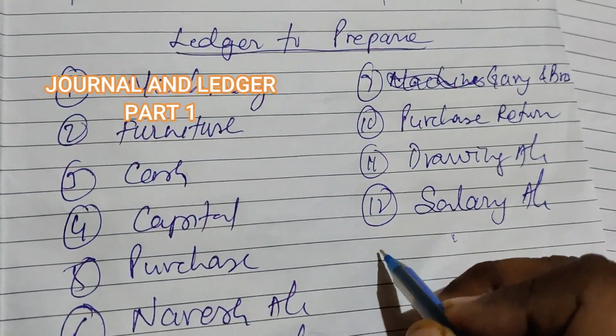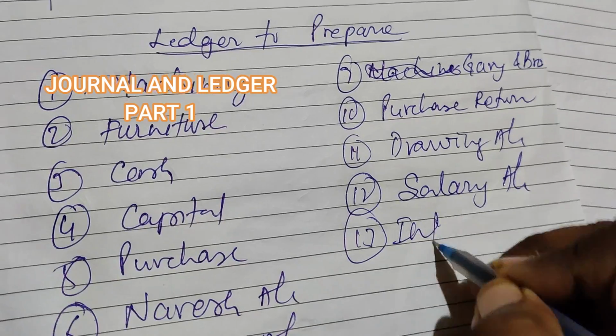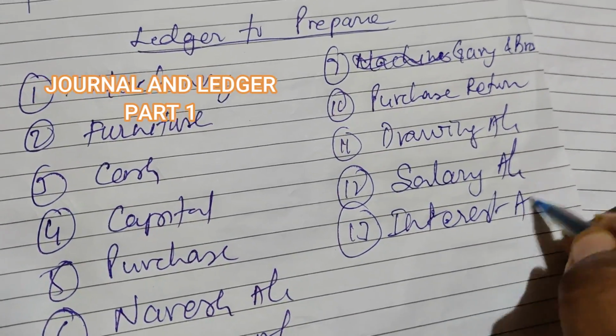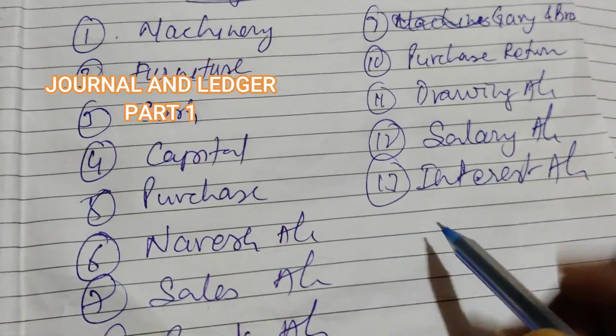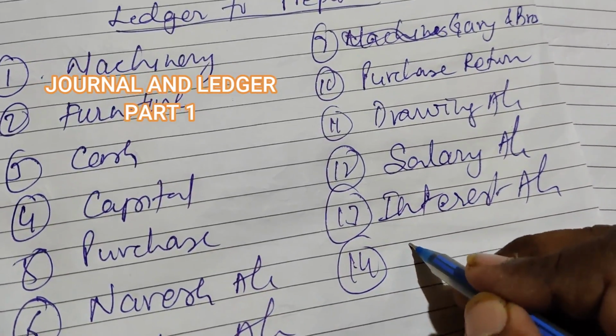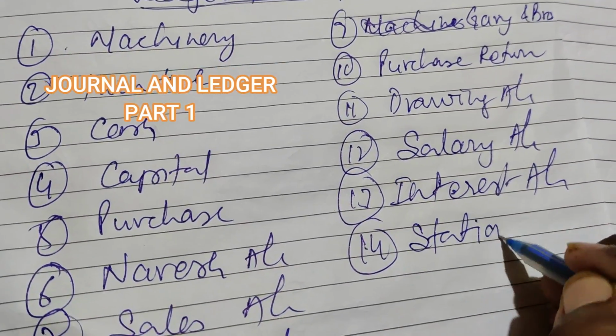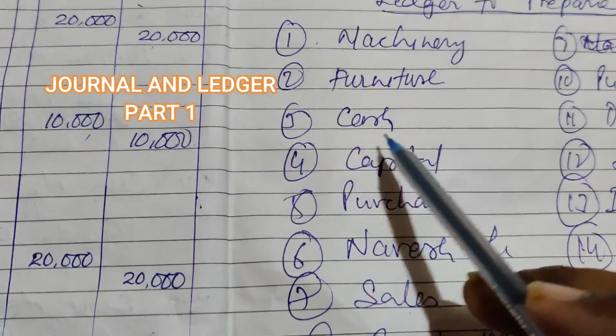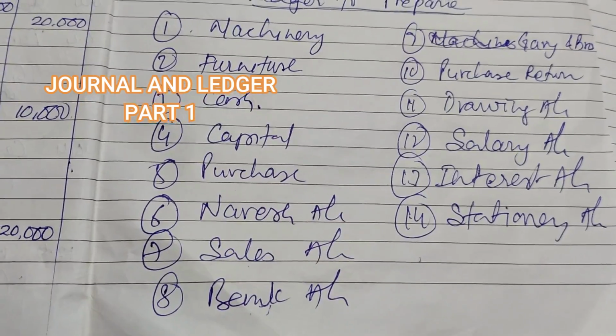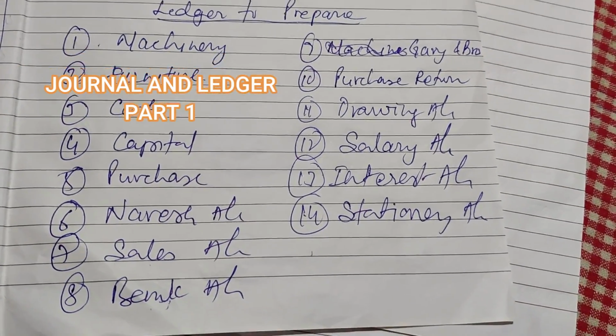Interest account is a new account. Number thirteen is interest account, we have to open this interest account. Stationery account also we have not done before. We have to make stationery account. And the last one is cash, already made here. So in total, we have to make 14 ledgers. Okay, these are the ledgers.